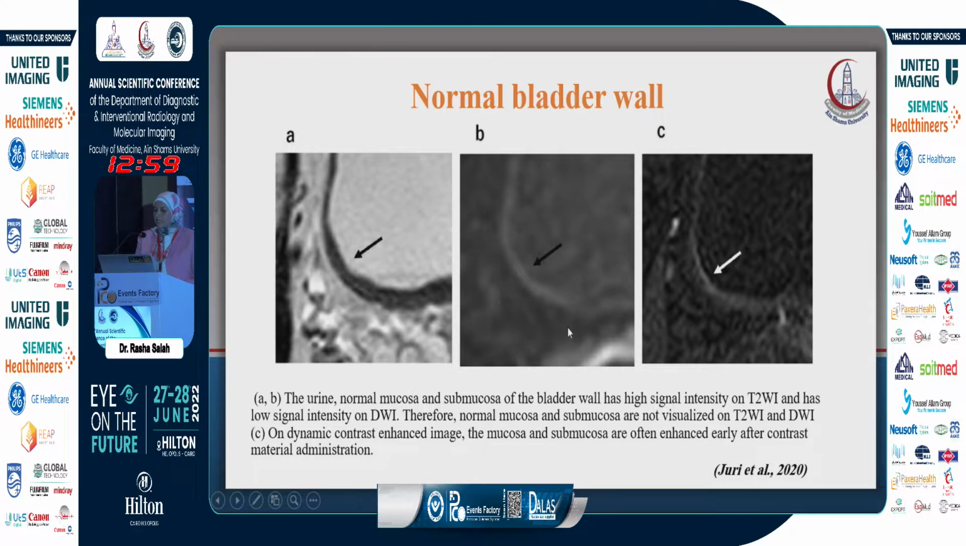On the diffusion weighted image, we see the muscle layer as an intermediate signal, but we can't see the mucosa or submucosa because they are dark, and they are merged with the dark signal of the urinary bladder on the diffusion. On the dynamic study, the urinary bladder wall normally enhances, where we can see the enhancement of the mucosa and the submucosa, but the muscle layer shows delayed enhancement with no early enhancement. What we see in the early phases is just the mucosa and submucosa.